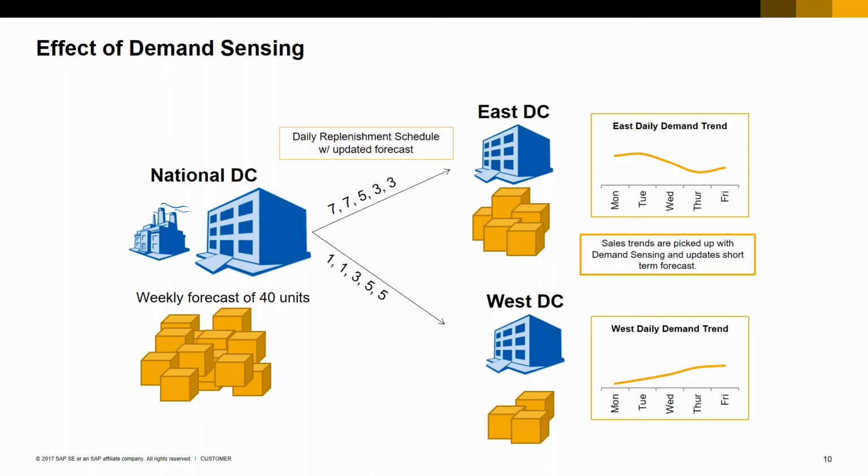And so I would look at having additional inventory at the West DC. This is the thing that we're trying to drive with this short-term demand sensing, and just an example.